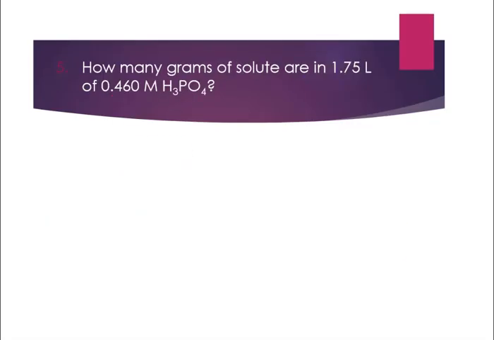Okay, let's look at a couple more of these. Number 5 says how many grams of solute are in 1.75 liters of a 0.460 molar H3PO4. Okay. So again here I'm given molarity, so I'm never going to start with molarity. Molarity is never going to be my given. What I can do with my molarity though is I can say that this 0.460 molar is the same as 0.460 moles over 1 liter. All right, so that's what I'm going to do with my molarity, is I'm just going to make it into moles per liter. Now I'm going to look at the other piece of information that I'm given because that is what I'm going to start with.